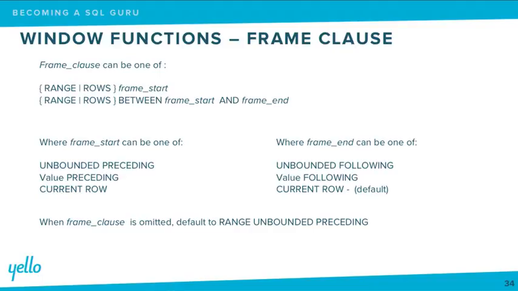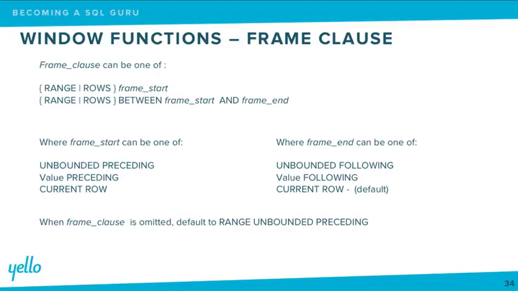So what does this mean? The frame clause essentially specifies which rows get included within your window. There are a couple different options for this. It can be displayed as range or rows, and then either just a frame start or between a frame start and a frame end. We're going to review in a little more detail the distinction between range and rows, but high level, it designates how duplicate values within your rows are handled.